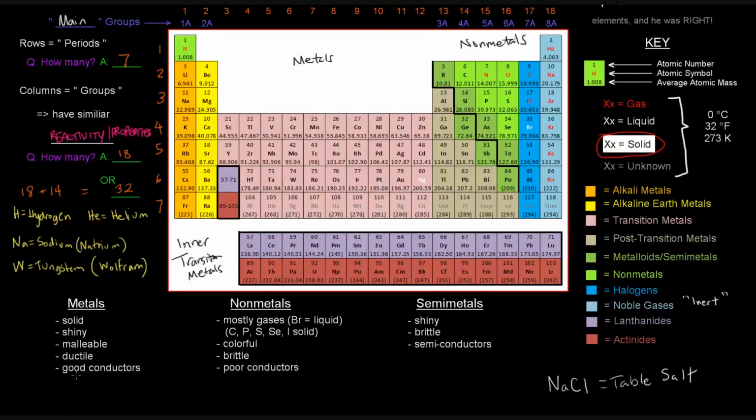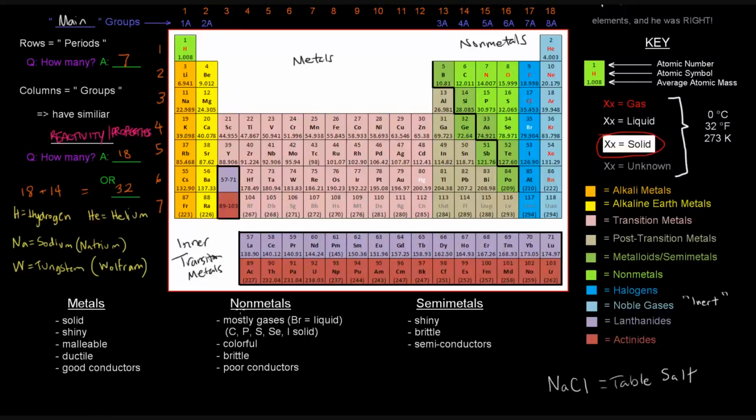Metals are also good conductors of heat and electricity, so they allow heat and electricity to flow very well. That's especially important when we're talking about ductile, because electricity flows through wires, right? So that should make sense a little bit there.